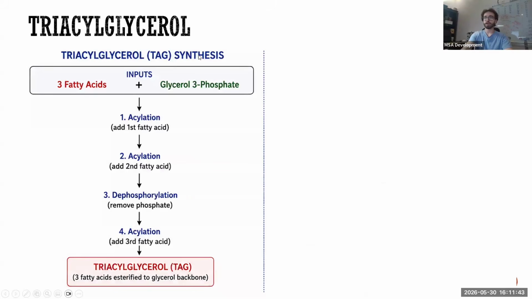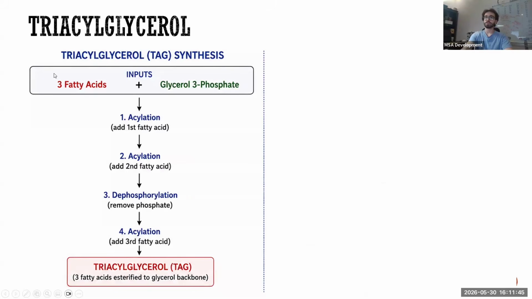After we get these fatty acids and we synthesize them, where do we put them? The answer is triacylglycerol. Because all of these fatty acids, we said we're going to store them. Right? They are storing energy. We have to keep them somewhere. We keep them in triacylglycerol.